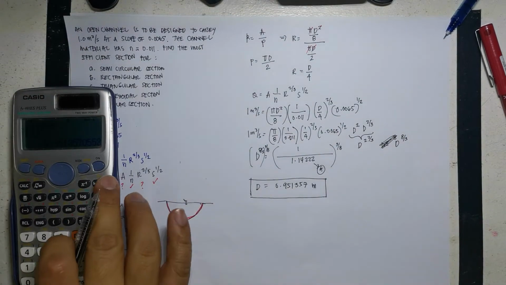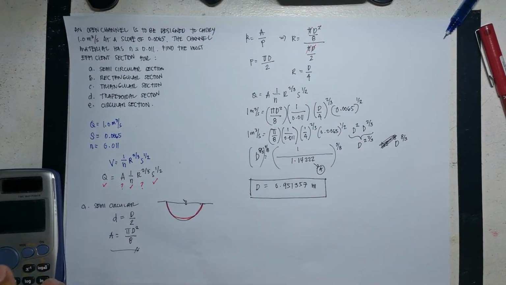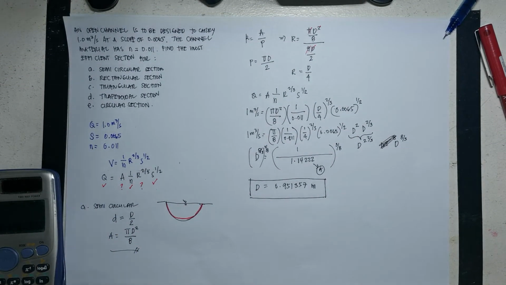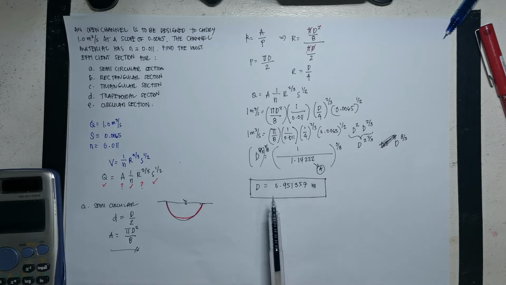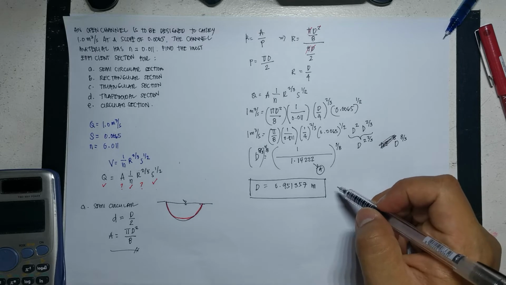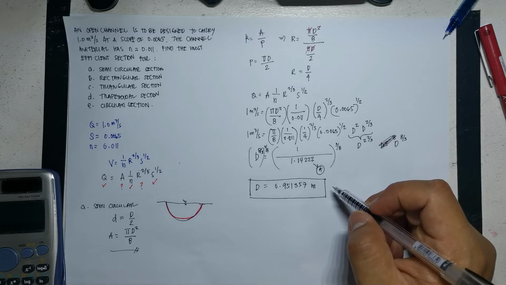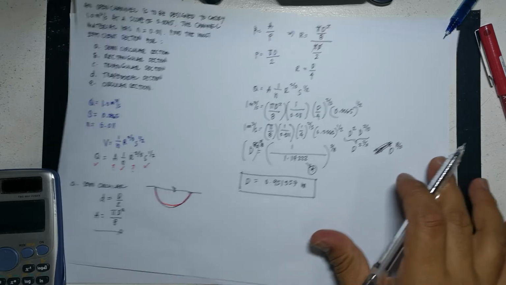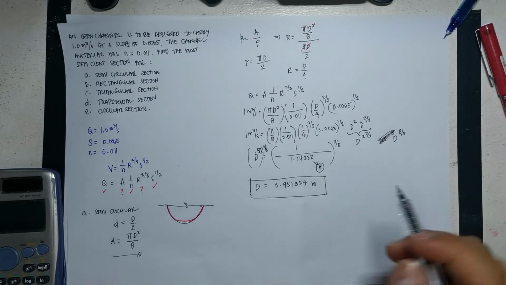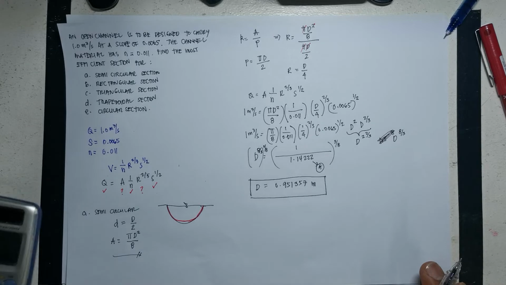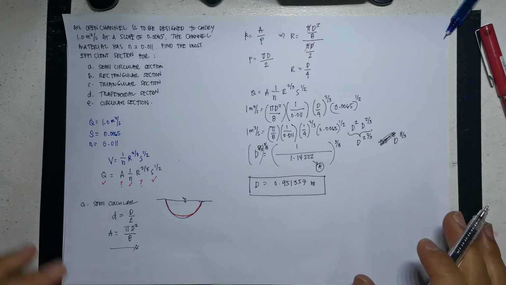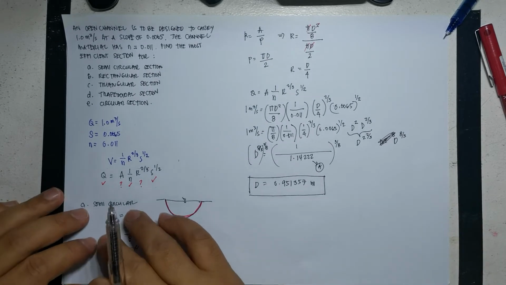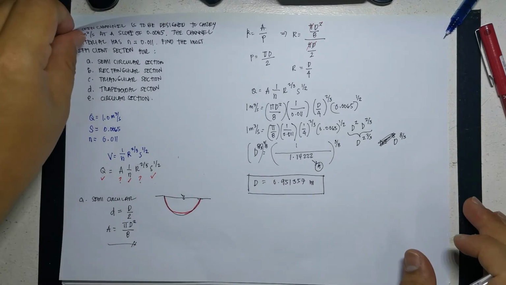Ganun lang siya kadali. So, para daw sa most efficient section for a semicircular channel, the diameter will be 0.951357 meters. Full flow. Mapuno. Okay? So, yun yung kailangan natin for a semicircular section.